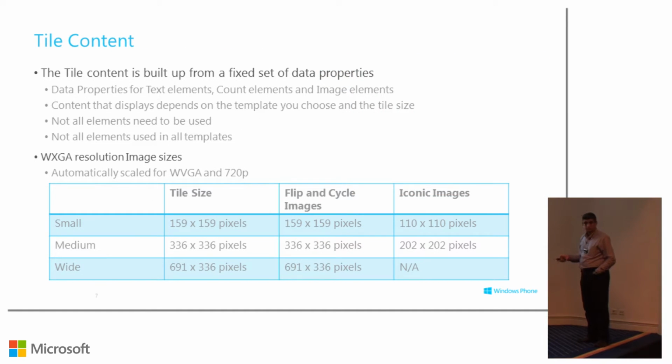In terms of file sizes, we saw this in the morning. You have 159 by 159, 336 by 366, and then 691 by 336. In case of the wide tile, for iconic, you do not have an image because it uses the same medium image for the wide tile also.